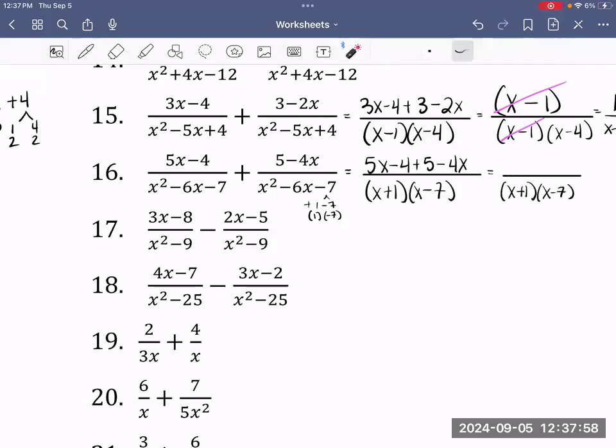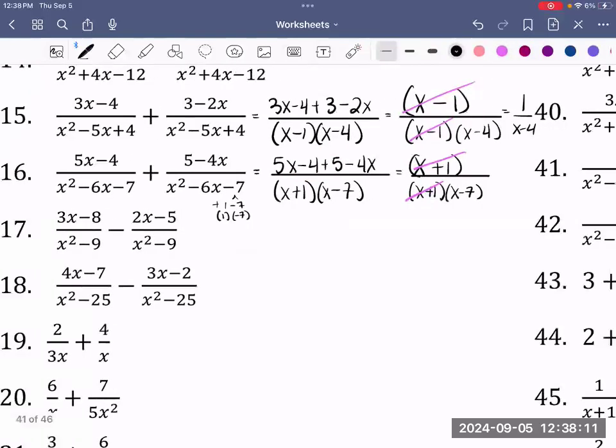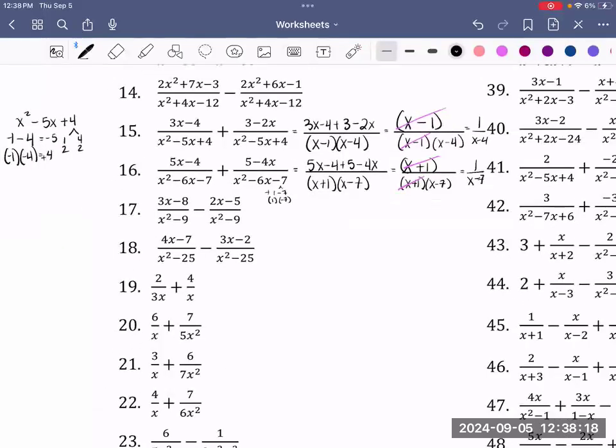So you have 5x minus 4x to just make x. Negative 4 plus 5 will make plus 1, which again cancels. And you're left with 1 over x minus 7. We're going to do it once more with 18.